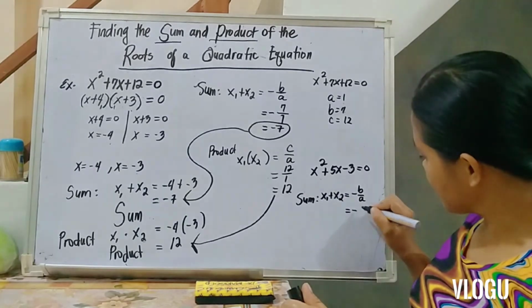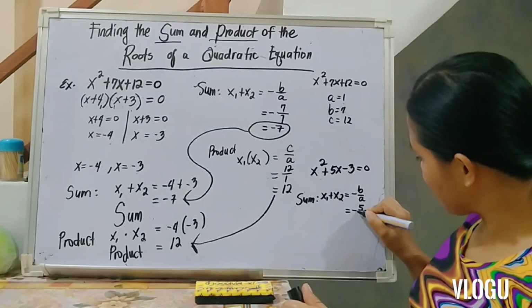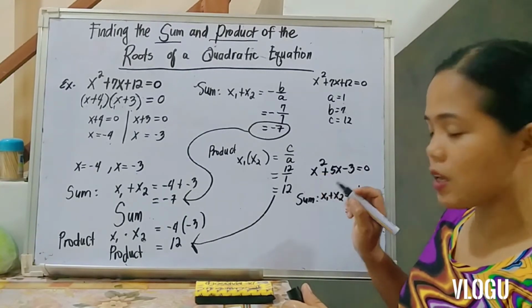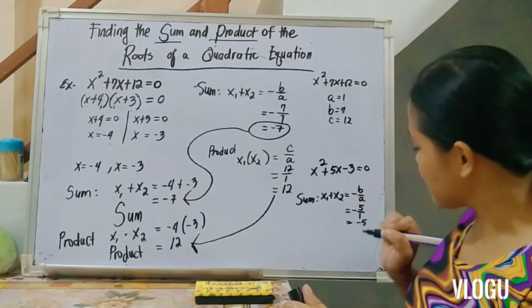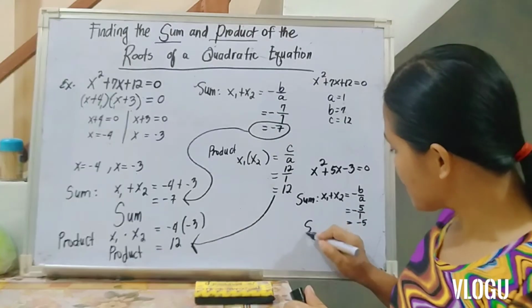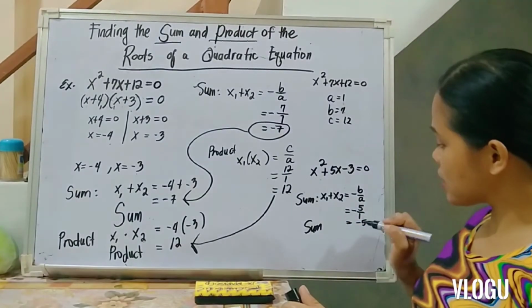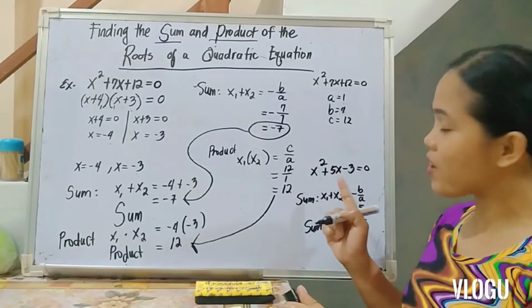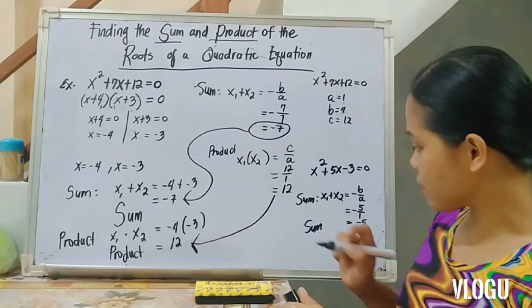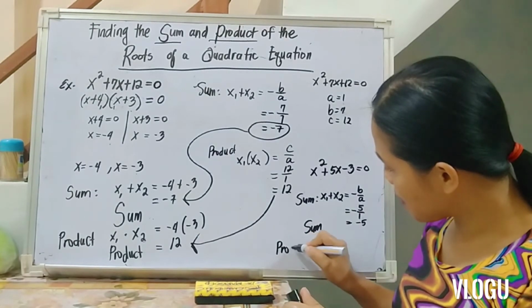So we copy negative, and the value of b is 5 and the value of a is 1. So negative 5 over 1 is just equal to negative 5. Therefore, the sum of the roots is equal to negative 5 in the equation x squared plus 5x minus 3 equals 0. Now let's try to get the product.